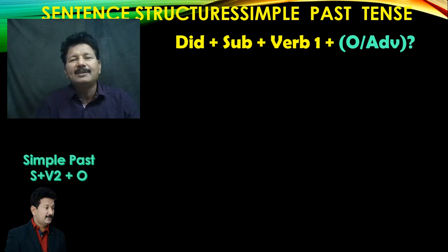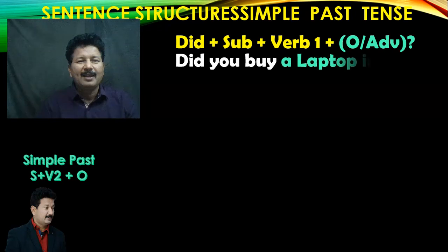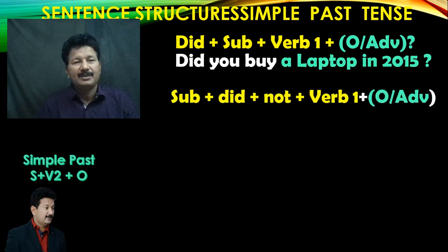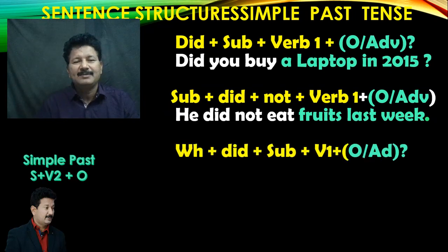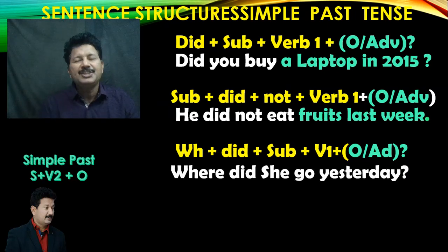Well, now let's look at the sentence structure, and usually let's focus on the yes or no question and negative sentence. The first one, yes or no question, we focus on did plus subject plus V1 plus object. And you can say, did you buy a laptop in 2015? And now let's work with a negative sentence. The pattern is subject plus did not plus V1 plus object. So he did not eat fruits last week. While with WH questions, it is WH plus did plus subject plus V1 plus object. Like, where did she go yesterday?